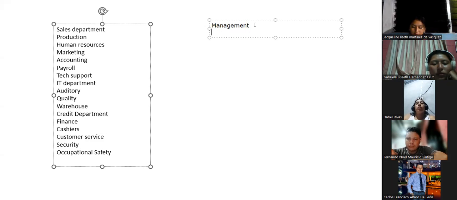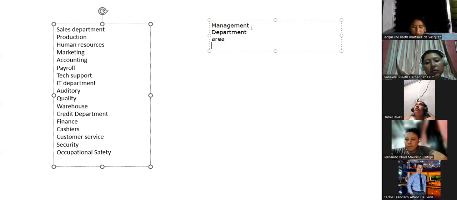And we have department. The department is the complete area. It's not only the management. Maybe you are in charge of some activities that everybody does in the same department. But also you can have a boss in charge of the complete department, and he or she has a specific role as the manager of the whole department. So you can say management, department, area, or also unit.